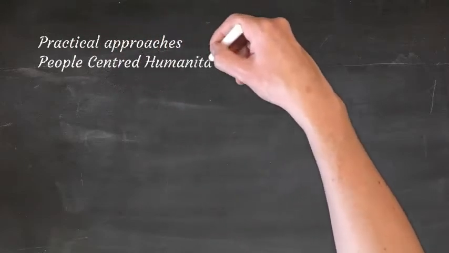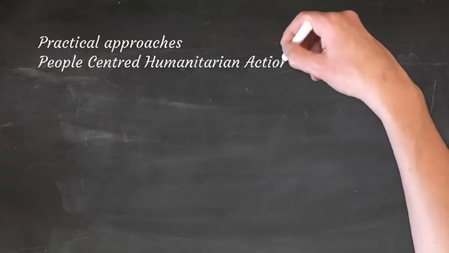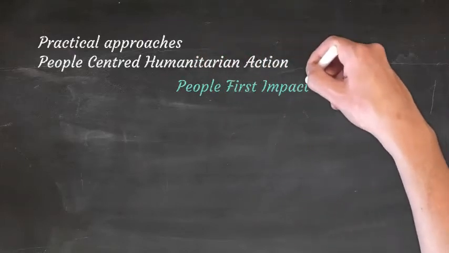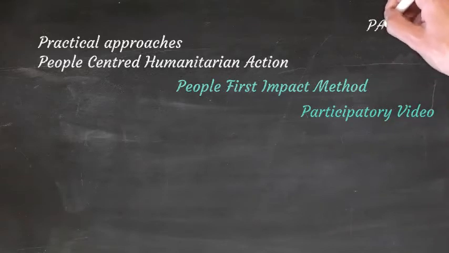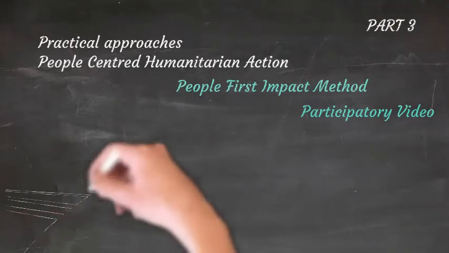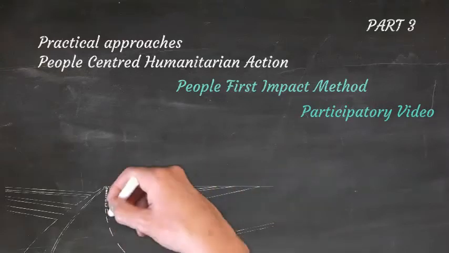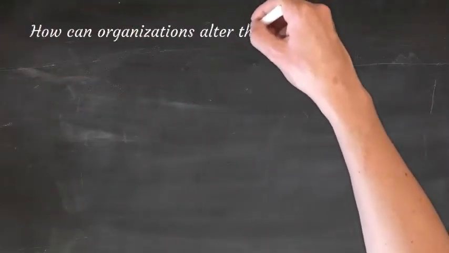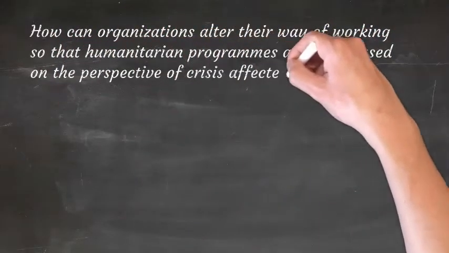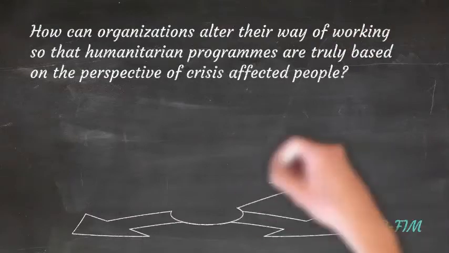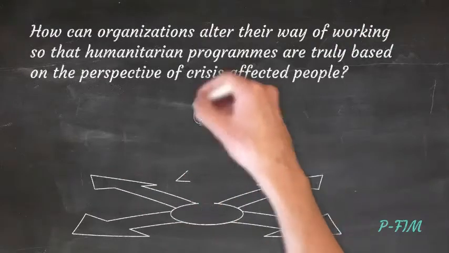Welcome back. This video looks at People First Impact Method and Participatory Video. The two methods we looked at so far ask how aid organizations can support communities to take action for themselves in crisis contexts. The next method asks how can organizations alter their way of working so that humanitarian programs are truly based on the perspective of crisis-affected people.